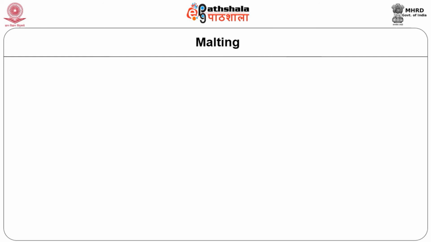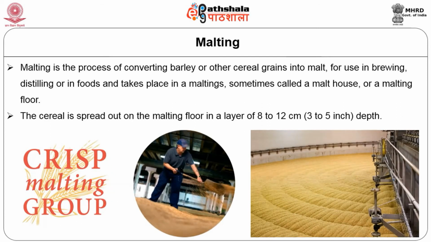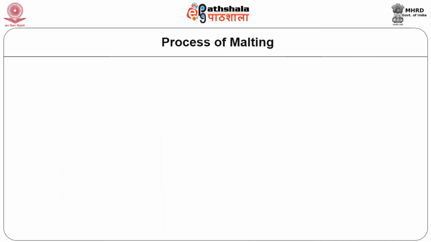Let us see what malting is. Malting is the process of converting barley or other cereal grains into malt for use in brewing, distilling or in foods, and takes place in a maltings. The place where it is done is called a maltings, sometimes called a malt house or a malting floor. The cereal is spread out on the malting floor in a layer 8 to 12 centimeters deep. What happens? The process of malting.